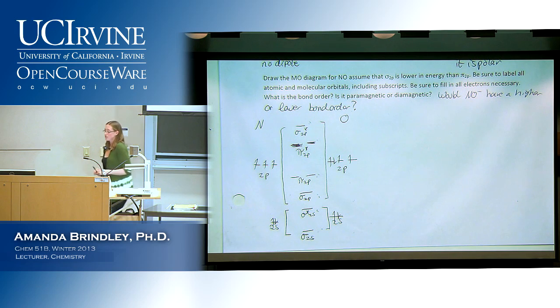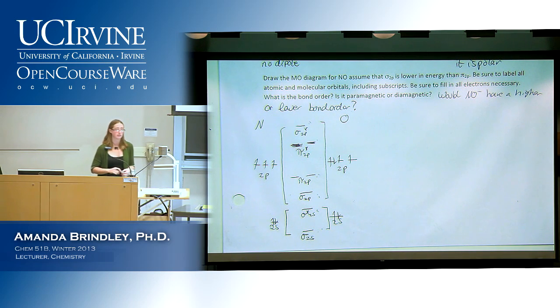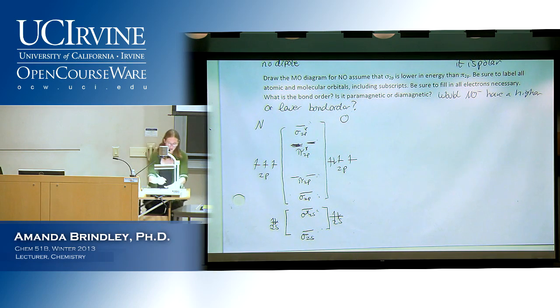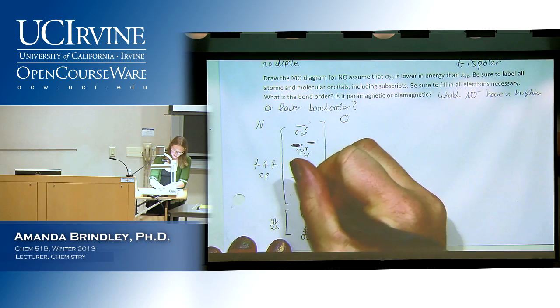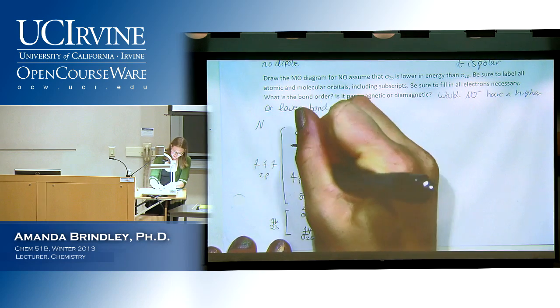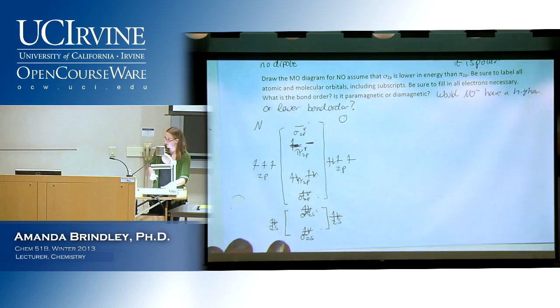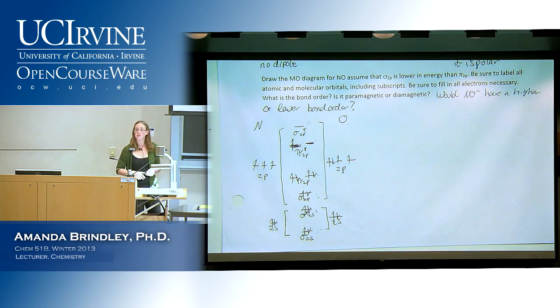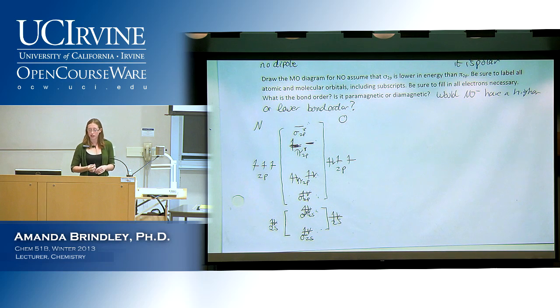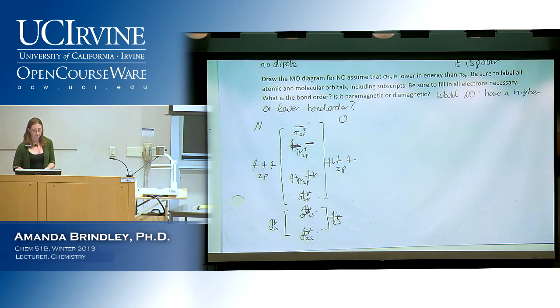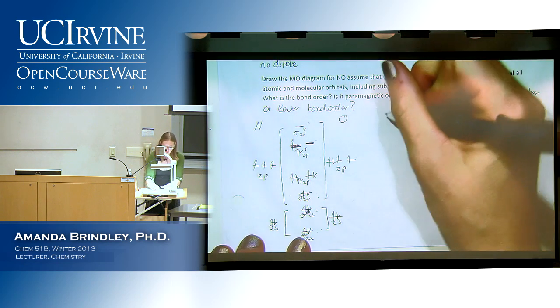Now, how many electrons total do we have here? We have 11, so we can go fill in. So we have that. Okay, so we've labeled our atomic orbitals, we've labeled our molecular orbitals, we've included our subscripts. We've filled in all our electrons. Now I want to know what the bond order is.